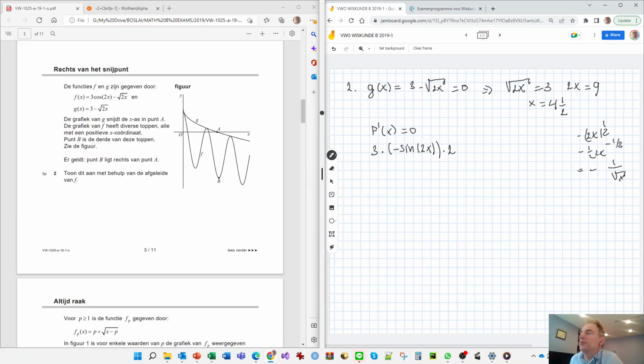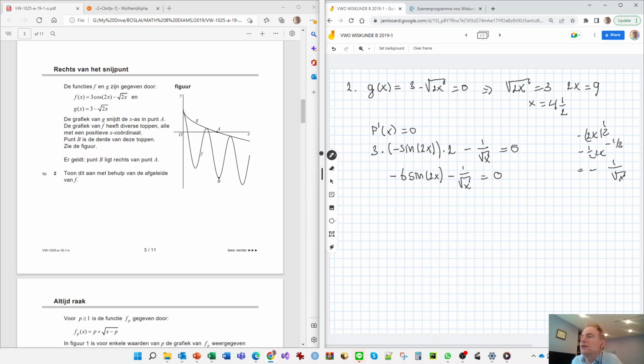Where was I? I was putting, okay, so this has to be 0. So I get minus 6 sine 2x minus 1 over the square root of x is 0. And this is not done easily, analytically, as far as I know.